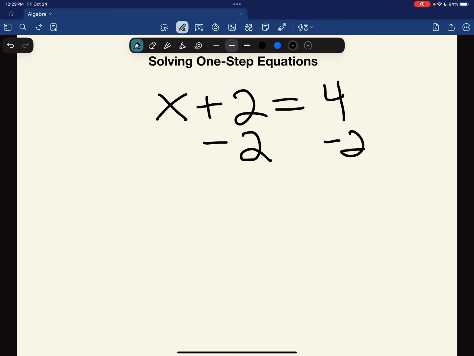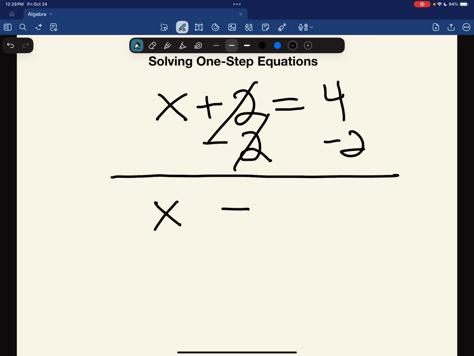So we have 4 minus 2 on the right-hand side. On the left-hand side, we have x plus 2, and then we're going to subtract 2. Okay, so we're left with x. So 2 minus 2 is just 0. You can cross those 2's out. And now we have x is equal to 4 minus 2, which is 2.